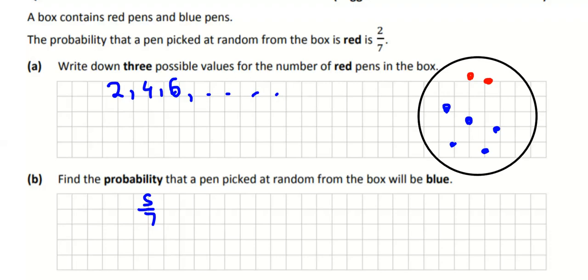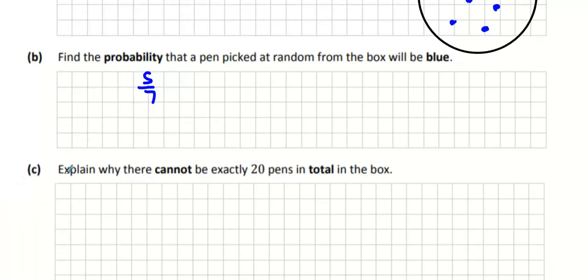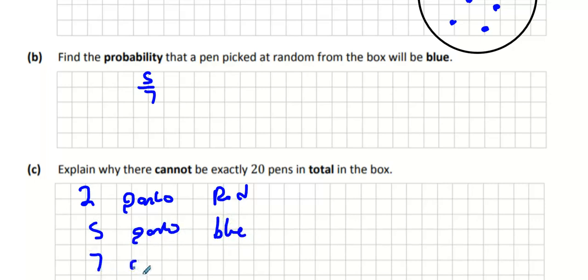Okay, nextly, explain why there cannot be exactly 20 pens in total in the box. Well, if you take that, it's 2 parts red, 5 parts blue, which is 7 parts total.